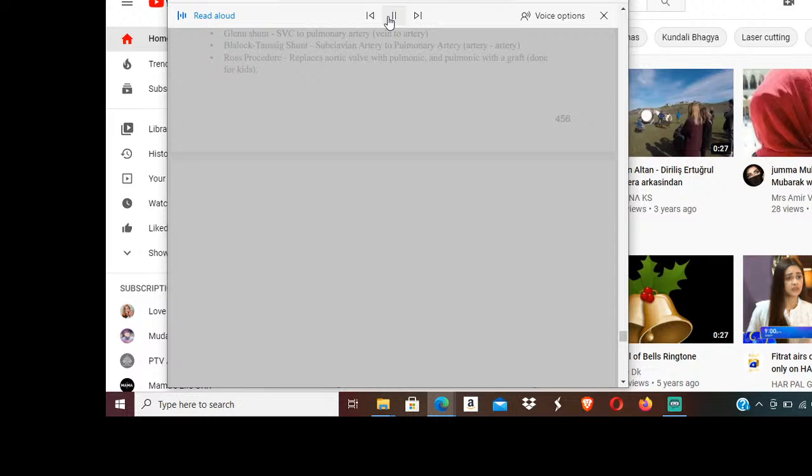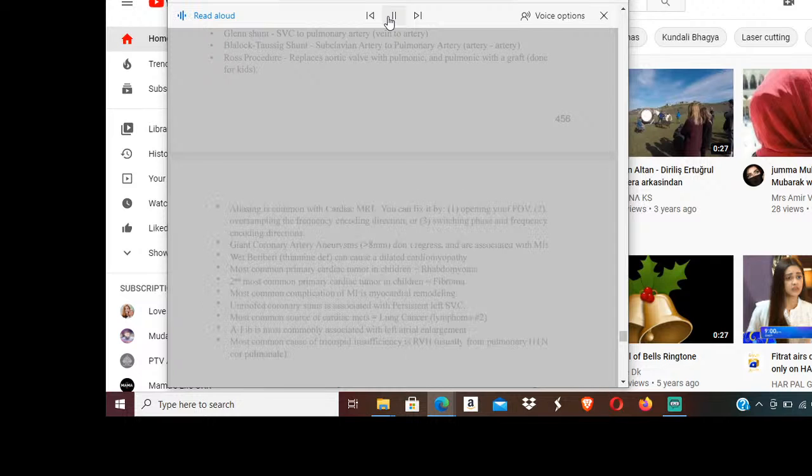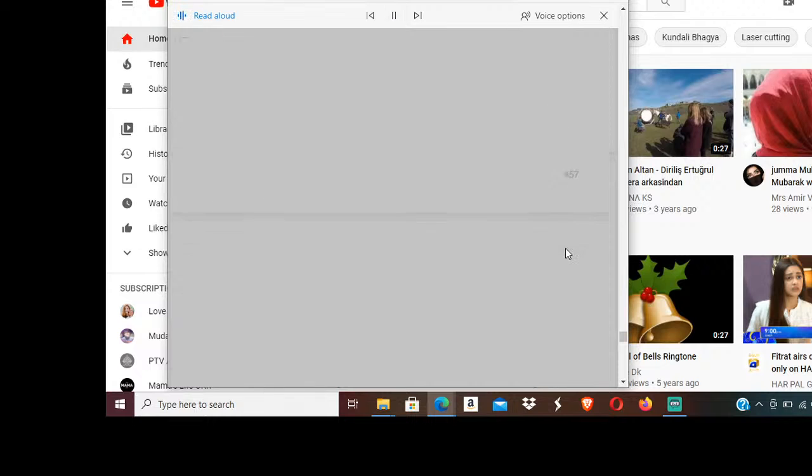Glenn shunt, SVC to pulmonary artery, vein to artery. Blalock-Taussig shunt, subclavian artery to pulmonary artery, artery to artery. Ross procedure, replaces aortic valve with pulmonic, and pulmonic with a graft, done for kids. 456.